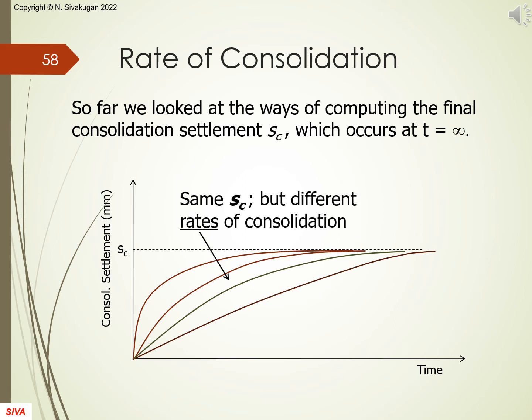So far, we have looked at methods to determine the final consolidation settlement Sc, which occurs after an infinitely long period when the excess pore water pressures have fully dissipated. In the next few slides, we will see how we can determine settlements and excess pore water pressures at a specific time.